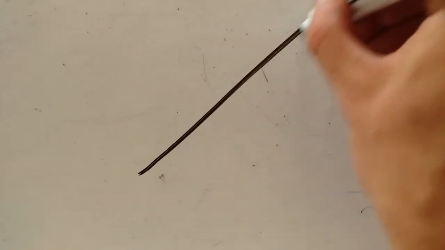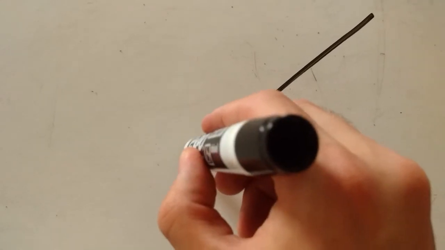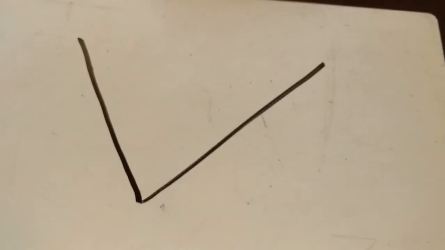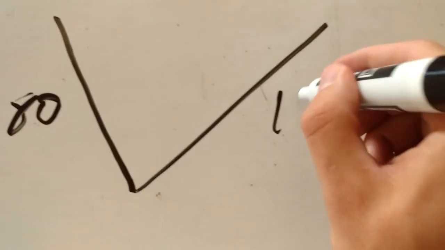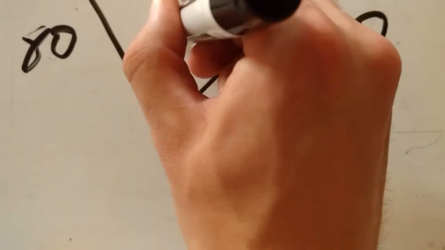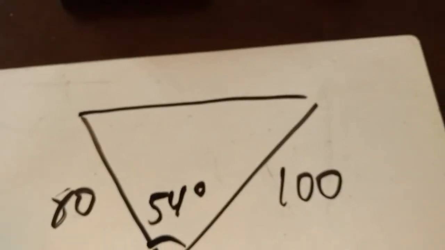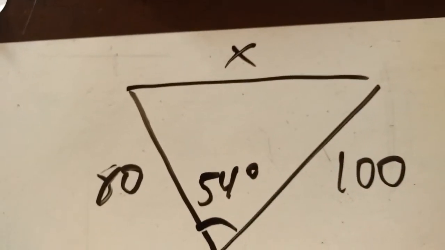So they're both starting from the same point. We'll say one goes this way and one goes this way. This one we'll say is the one that went 80 kilometers. This one is the one that went 100 kilometers. And remember, the angle between their courses is 54 degrees. So we'll say that is 54 degrees. The question is asking how far apart are these two boats. So this is our unknown.